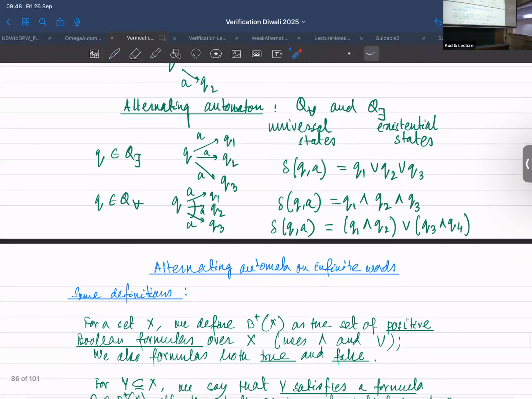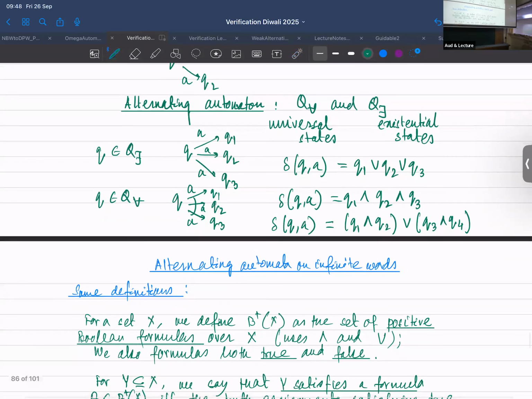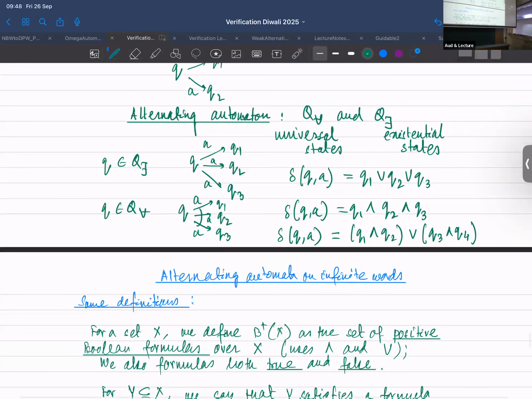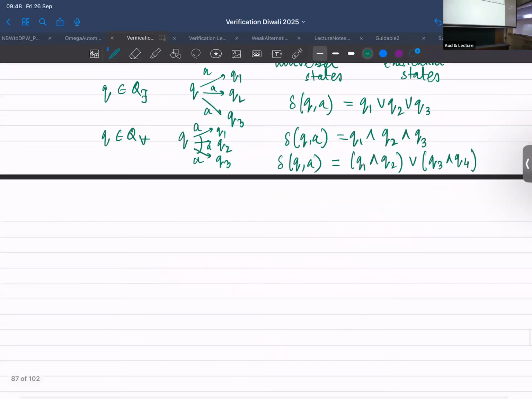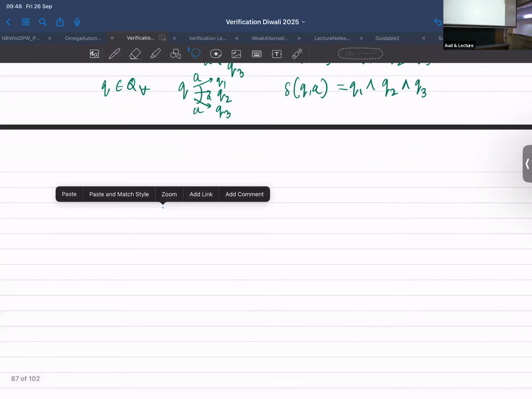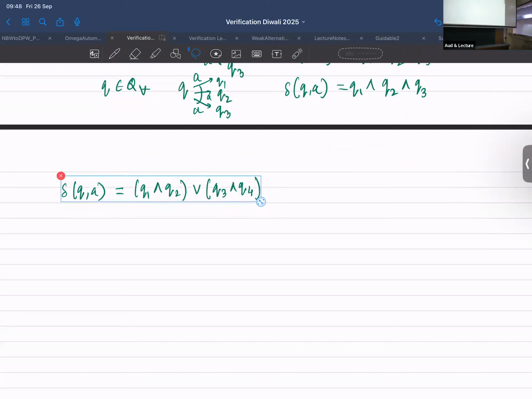And so what does it mean when I say something like this? It means that I can possibly have two runs. So let's now focus on something which is a more general form, which is here. So what does it mean?